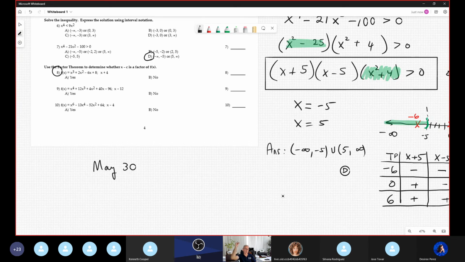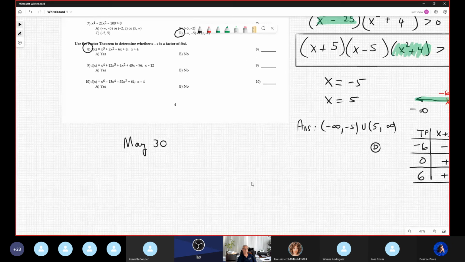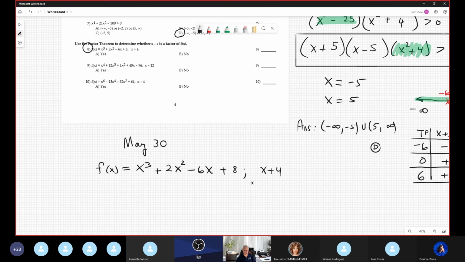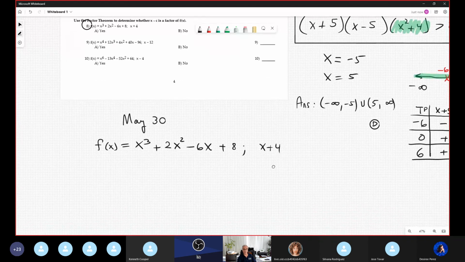Okay, so now number 8 is easy. It's using the factor theorem to determine this. One polynomial is given. Look at number 8. f of x is equal to x cubed plus 2x squared minus 6x plus 8. I need to investigate whether the factor x plus 4 belongs or not to this polynomial. So now you are doing synthetic division, maybe, why not?